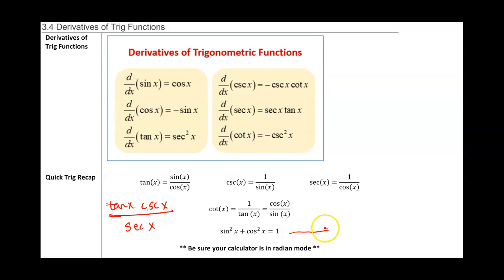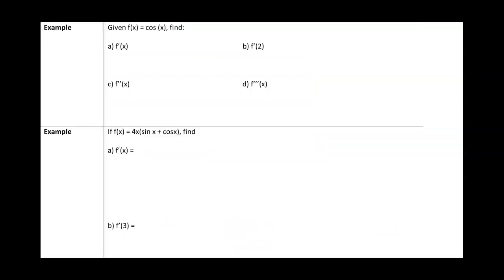Just a quick note for this. If you have sine of x plus cosine of x, it does not equal 1. That is not equal to 1. It's only when it's sine squared of x plus cos squared of x that is equal to 1. Let's take a look at some examples.